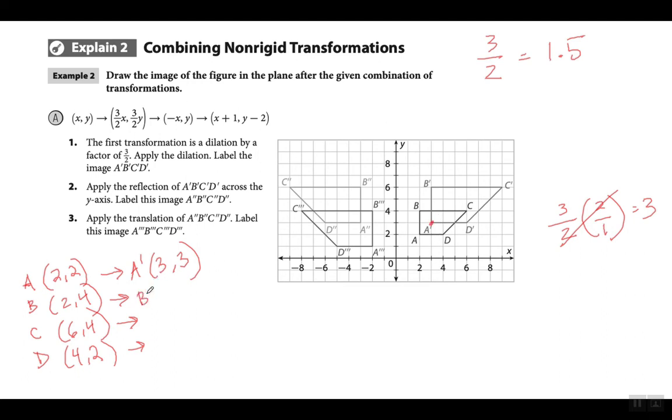Okay, B prime, when I multiply 2 by 3 over 2, I just showed you that you get 3. And when I multiply 4 times 3 over 2, okay, turn 4 into a fraction. You know what? I'm sorry, let me keep it in the same order. 3 over 2 times 4. Okay, I put a 1 underneath the 4, so it's going to give me 3 times 4 is 12. On the bottom I get 2, and 12 divided by 2 is 6.